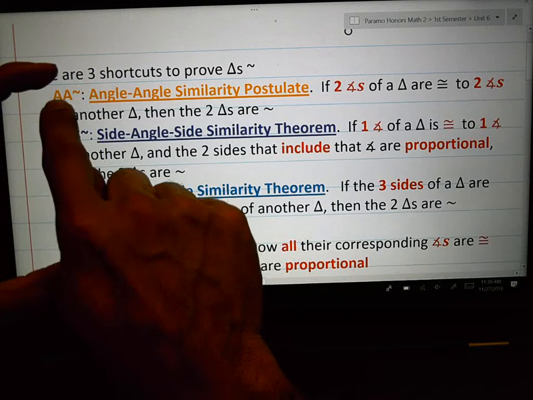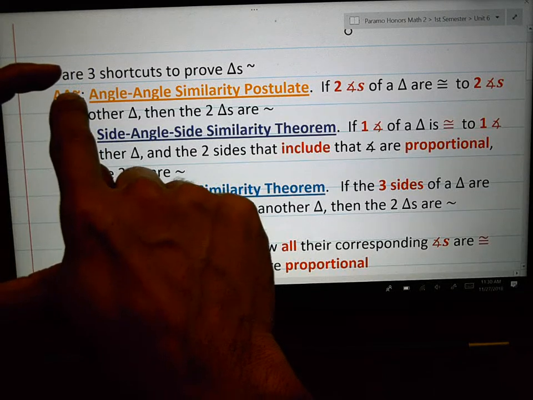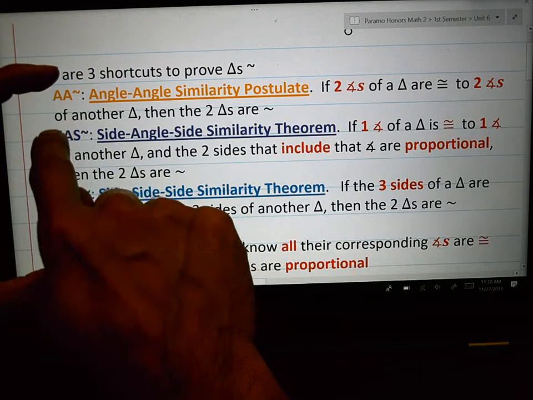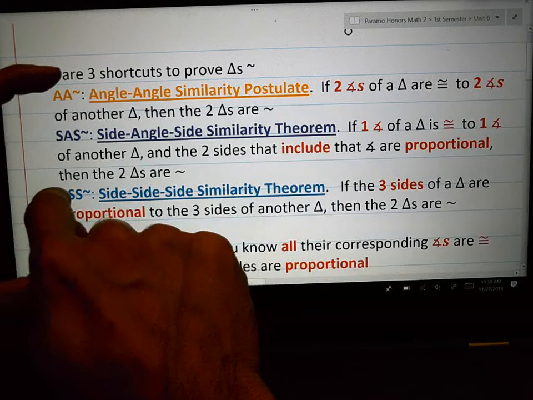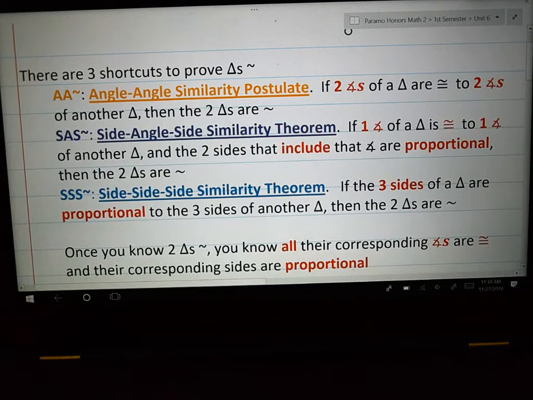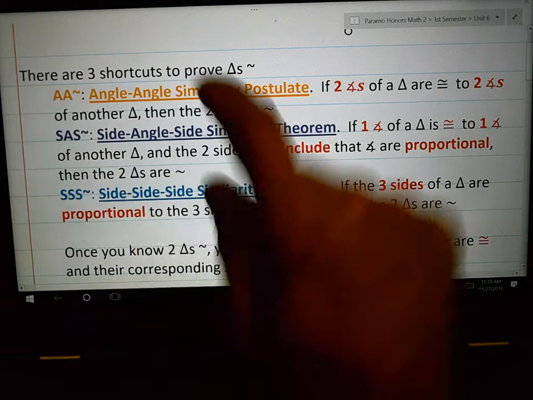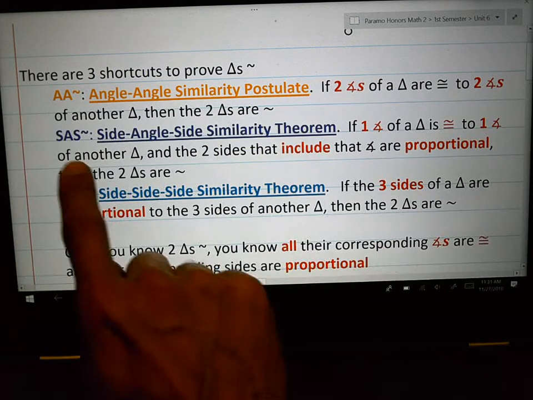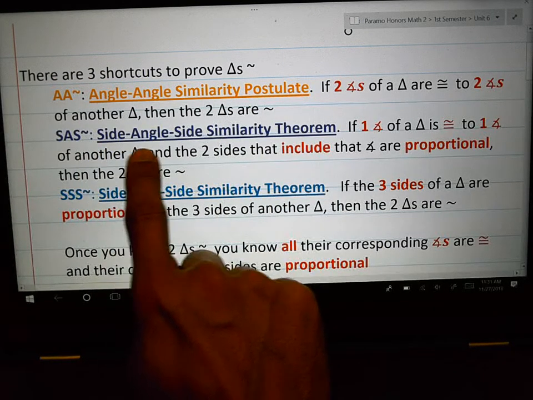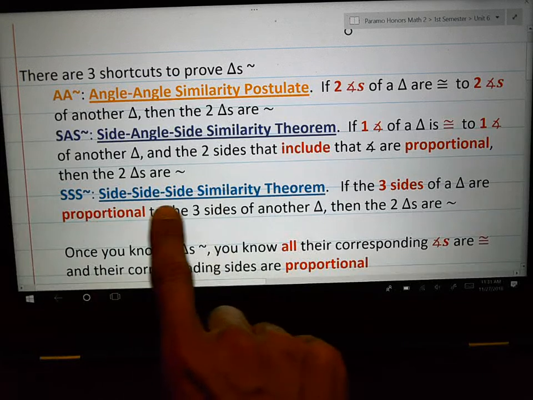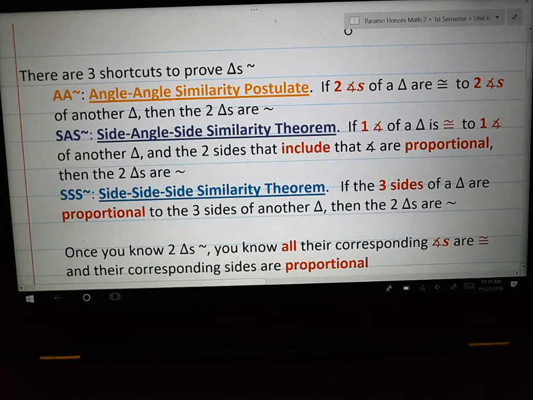That is how come when we abbreviate them, AA similarity, SAS similarity, SSS similarity, they have those little wave symbols there. You can use the abbreviations, but they stand for angle-angle similarity postulate, SAS, side-angle-side similarity theorem, and side-side-side similarity theorem. These three theorems or postulates can prove that one triangle is similar or in proportion to another triangle.